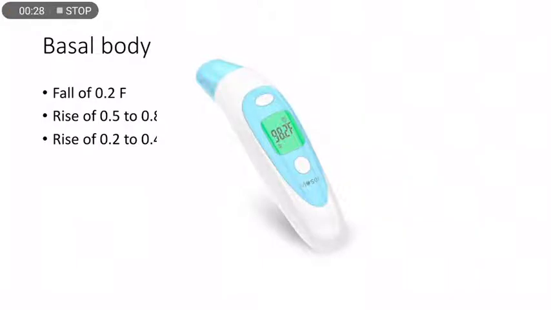Basal body temperature. So in the basal body temperature, just before the ovulation, there's going to be a fall in the temperature of say 0.2 Fahrenheit. Whereas just after it, there's going to be a rise in the temperature of 0.5 to 0.8 Fahrenheit, or a rise of 0.2 to 0.4 Celsius. So that was the basal body temperature method.